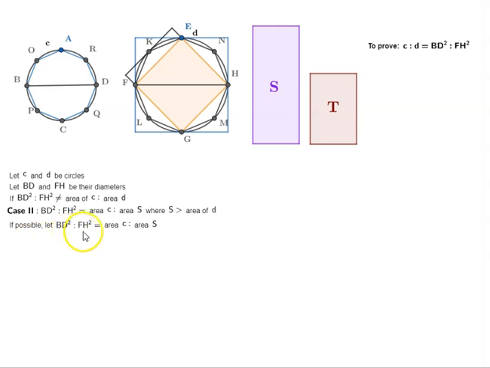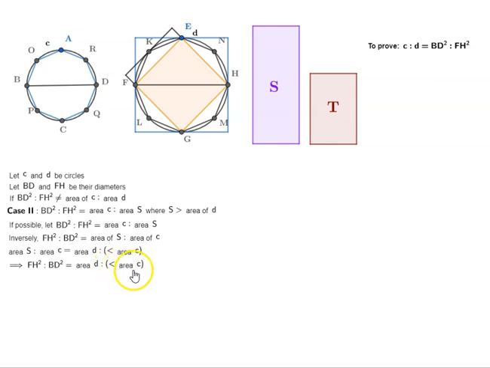If possible, let BD square is to FH square equal to area C is to area S. Inversely, we can say FH square is to BD square is equal to area of S is to area of C. Now, area of S is to area of C is equal to area of D is to an area something less than C. It implies FH square is to BD square is equal to area of D is to an area less than the area of C. Again, this particular part, we will look at it as a lemma and we will look at it later, which is not possible, which has already been proved in the previous case.